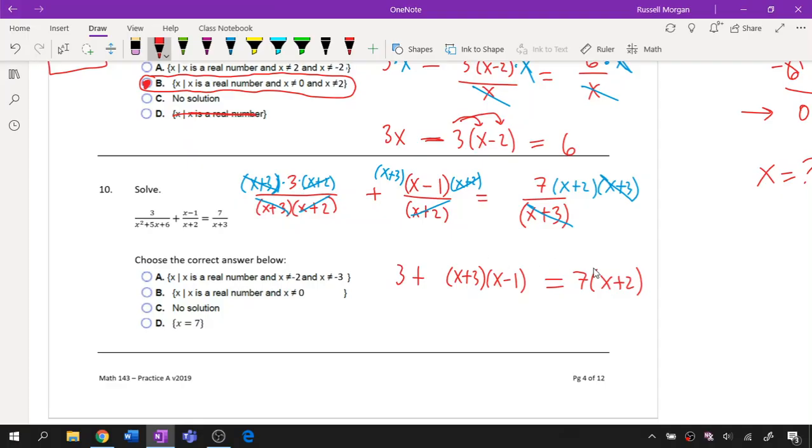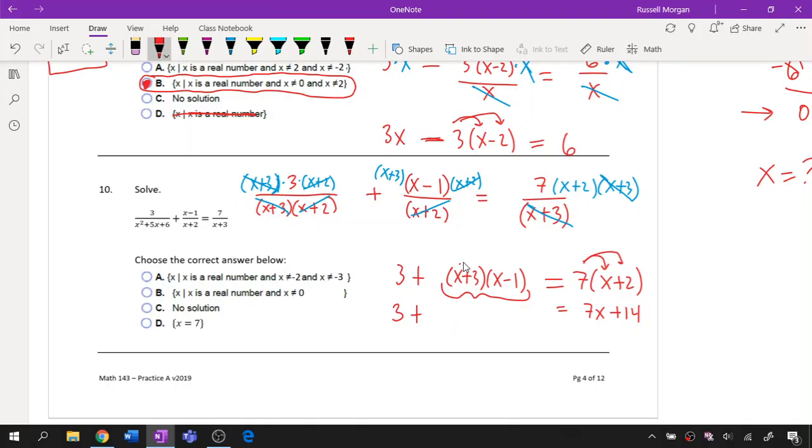Now, how do I solve this? First off, I look on this right side. This looks pretty nice for me to distribute. I can distribute that in right there, so that would be 7x + 14. Now, what about over here? This piece right here, I can FOIL. So I'm going to leave that 3 plus right out there, and I'm going to FOIL this, and then I'm going to have the 3 plus all of the stuff I get when I FOIL.